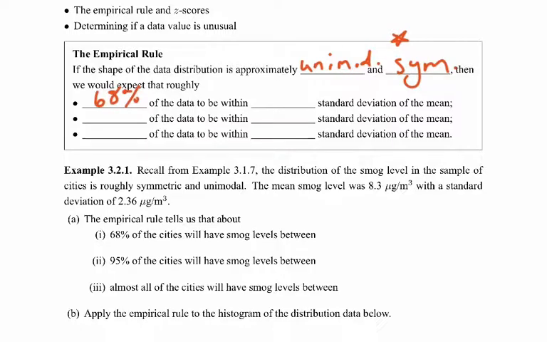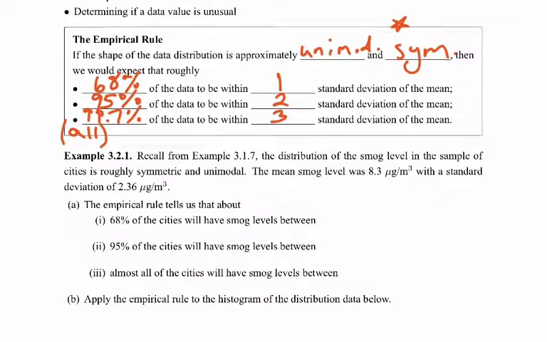of the data to be within one standard deviation of the mean, and 95% of the data to be within two standard deviations of the mean, and 99.7% of the data to be within three standard deviations of the mean. And for that last one, you can really say pretty much all of the data, unless you've got some really strange outliers, all of the data, for the most part, should lie within three standard deviations of the mean, if we're talking about a distribution that's unimodal and symmetric.